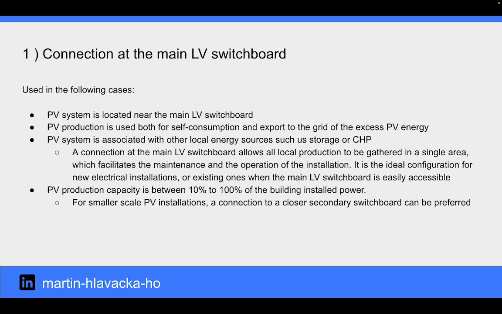It is ideal configuration for new electrical installation or existing ones when the main LV switchboard is easily accessible. PV production capacity is between 10% to 100% of the building installed power. For smaller scale PV installations, a connection to a closer secondary switchboard can be preferred.